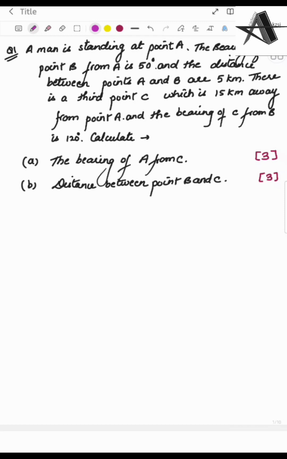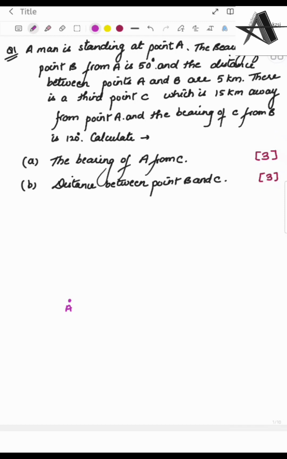The important thing is, there are a lot of sentences. The important one is we need to draw the diagram, else we won't be able to understand what's happening here. So a man is standing at point A, so I'm just drawing a point A. The bearing of point B from A is 50 degrees.